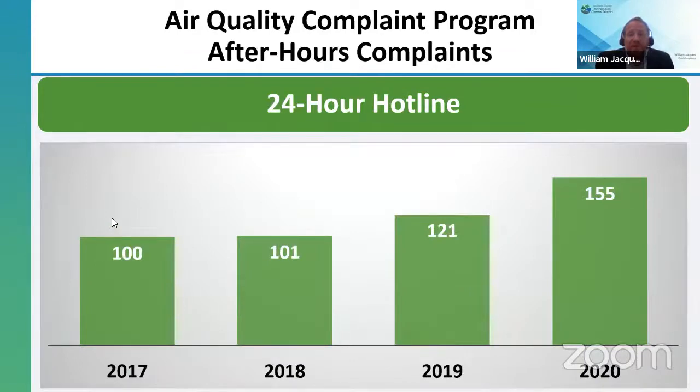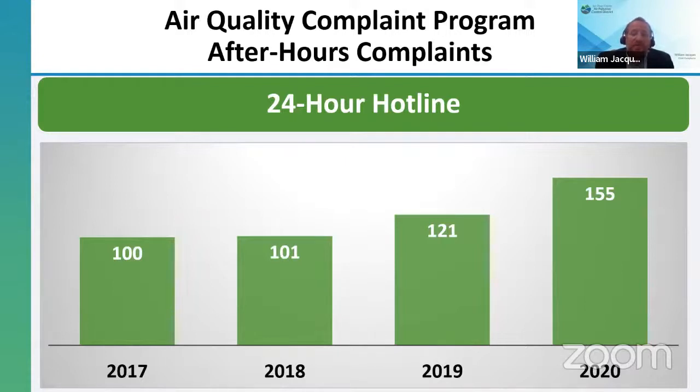AB 423 also requires recommendations for a 24-hour complaint hotline. This slide shows the number of complaints received outside the normal business hours of Monday through Friday from 8 a.m. to 5 p.m. These numbers represent approximately 15% of the air quality complaints submitted to the district.